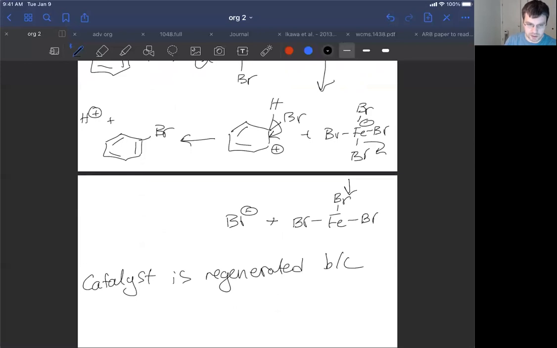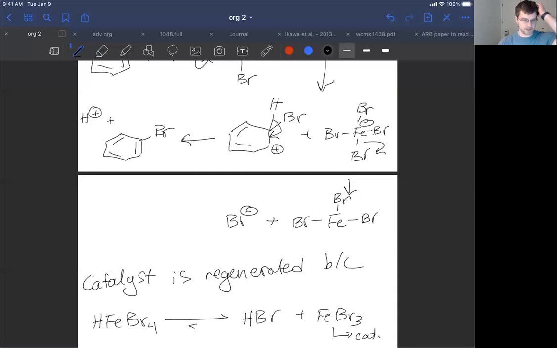because if you go into the lab and you put this compound into a flask, it will go very quickly to HBr plus FeBr3, and that's our catalyst. So I know I was just emphasizing that, but let me just write it down.